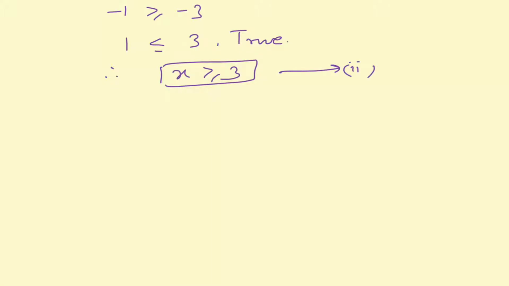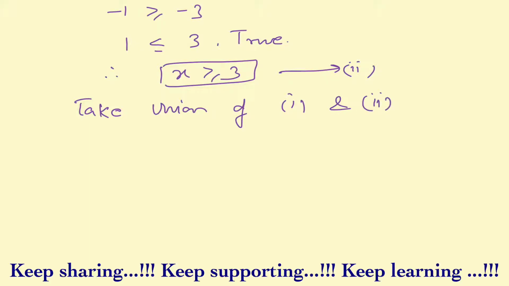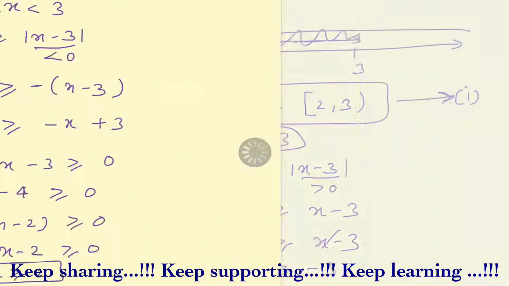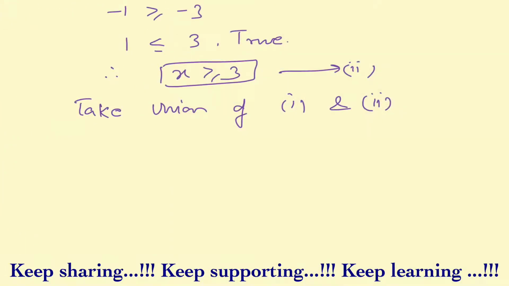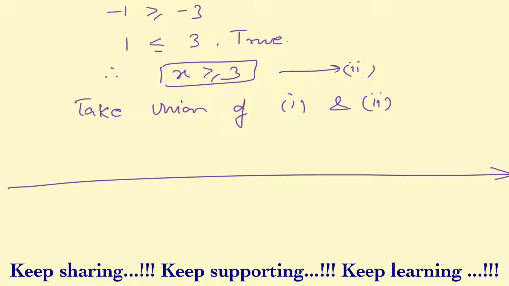So now we need to take the union, because all cases are correct now. Take the union of first and second, because in the first case there is no x. What is the first equation? The first equation is 2 to 3, and the second is greater than or equal to 3. So we are going to take the union. The second equation is x greater than or equal to 3.